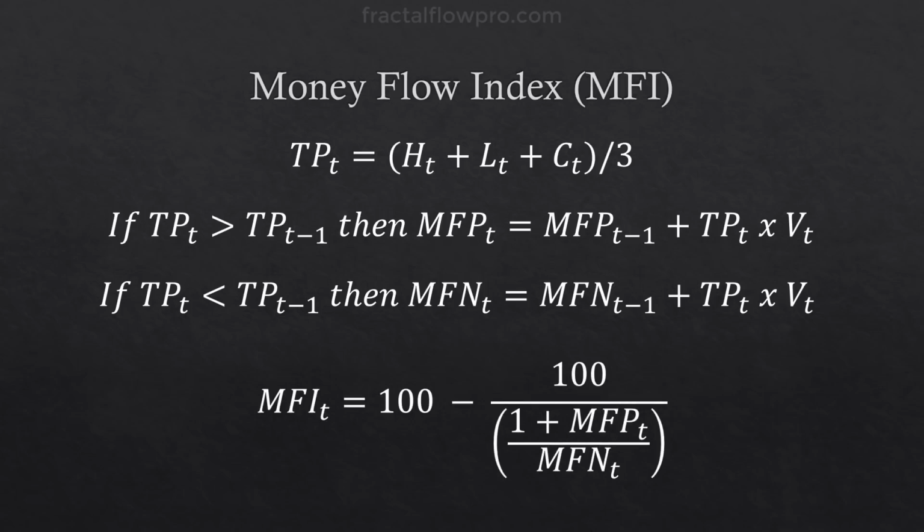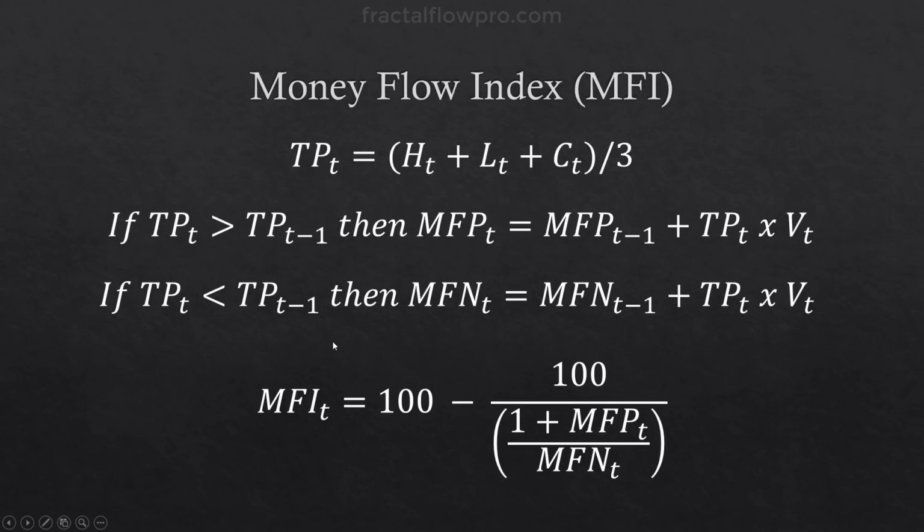The Money Flow Index is like the RSI, but with the element of volume added in. Let's take a look at the formula first to understand a few details about the Money Flow Index. This indicator is based on the typical price instead of the closing price. The current typical price, denoted as TP sub T in the formula, is nothing more than the sum of the high, low, and close divided by 3.